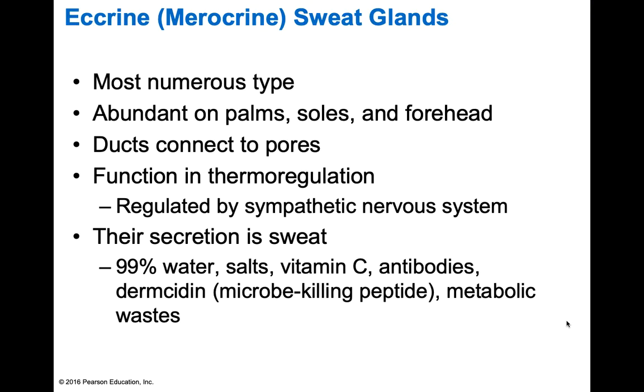So first we're going to talk about the Eccrine or Merocrine sweat glands. These are the most numerous type of sweat glands. They are very abundant on the palms of your hands, the soles of your feet, and your forehead. The ducts actually connect to pores, which lead to the surface of your skin. They function in thermoregulation, so to help keep your body temperature constant, and they are regulated by the sympathetic nervous system. The secretion here is called sweat, obviously, and it's like 99% water, but then we also have things like salts, vitamins, and other substances that may be secreted as well.